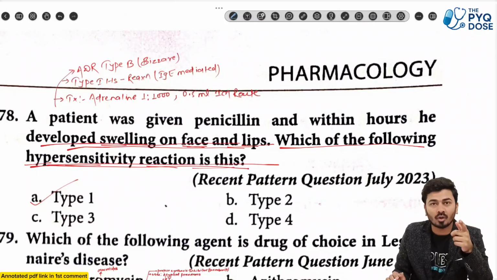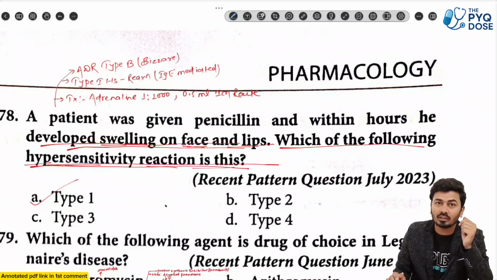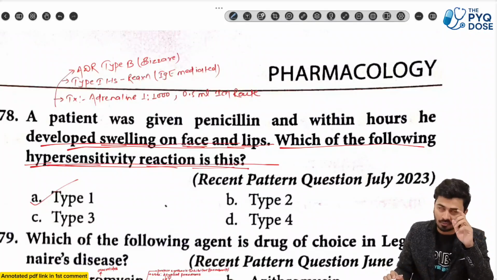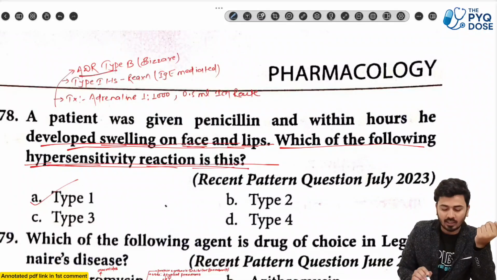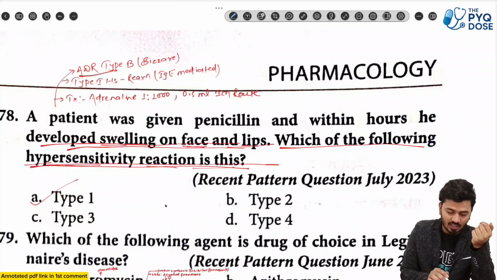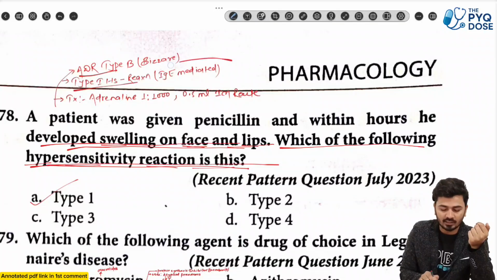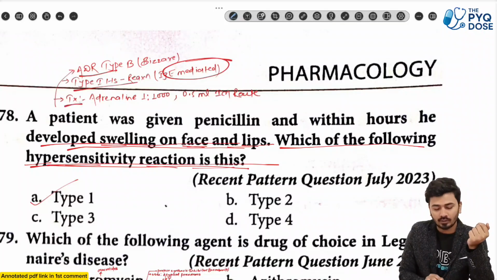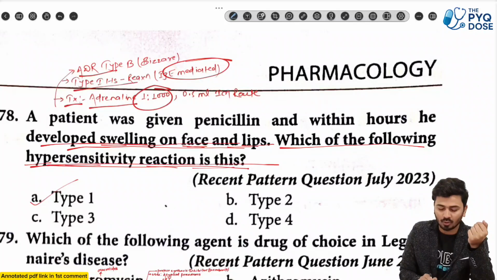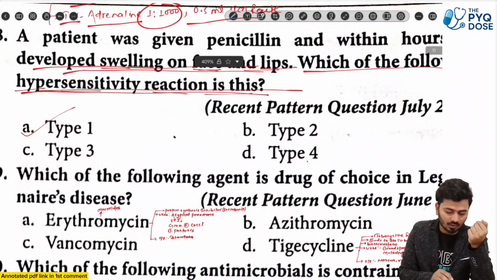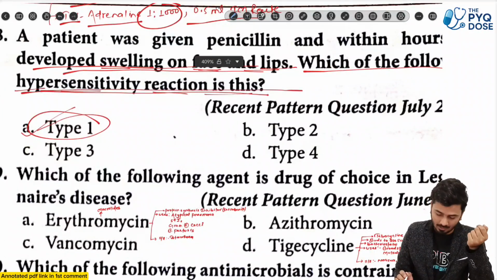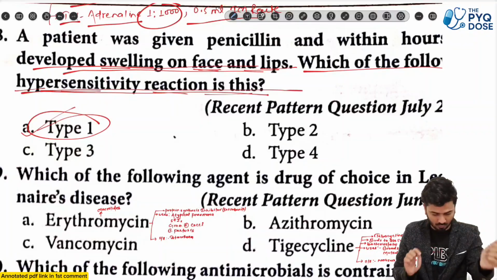I have already talked about the different types of adverse drug reactions in the first general pharmacology session. If you have not seen that video, you can go and watch it. So this is ADR type B, bizarre. Type 1 hypersensitivity reaction, that is IgE mediated, and treatment will be adrenaline 1:1000, 0.5 ml by intramuscular route. But the question is only asking what type of hypersensitivity reaction, so this is type 1.